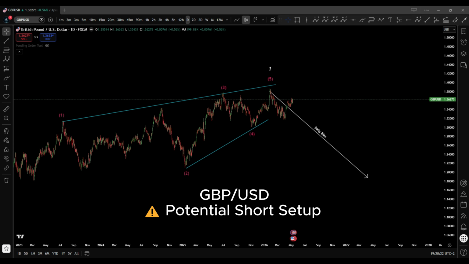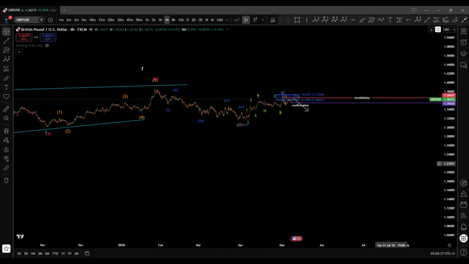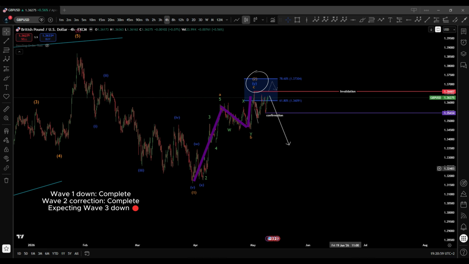On the daily chart, which is our higher time frame of GBPUSD, we have a completed leading diagonal, which tells us this is wave 1 of a larger move. Dropping down to our lower time frame, the 4-hour, we saw a first bearish 5-wave impulse after the leading diagonal. That's wave 1 in orange. This was followed by a 3-wave corrective wave 2. We are now expecting wave 3 to the downside.